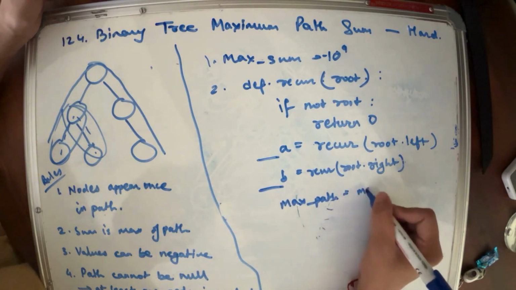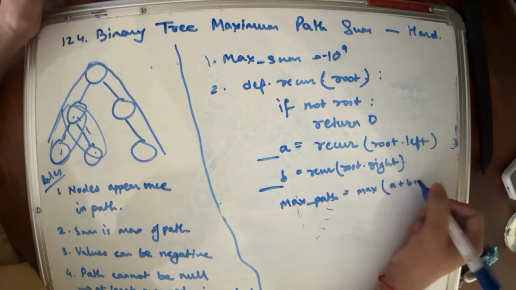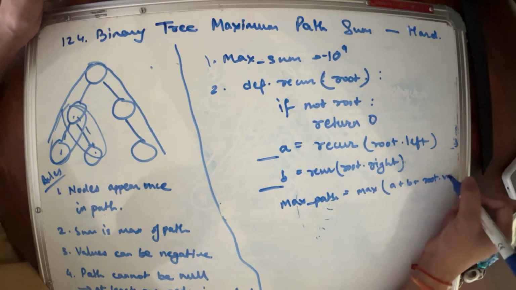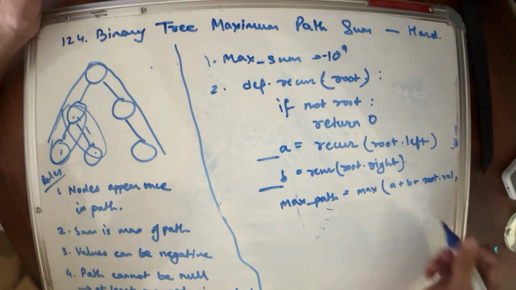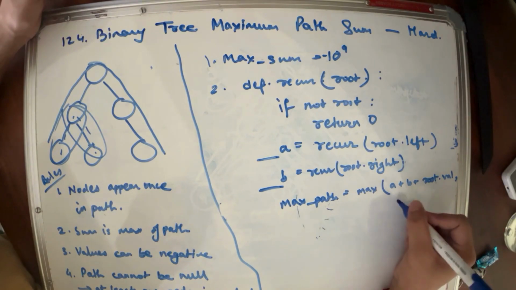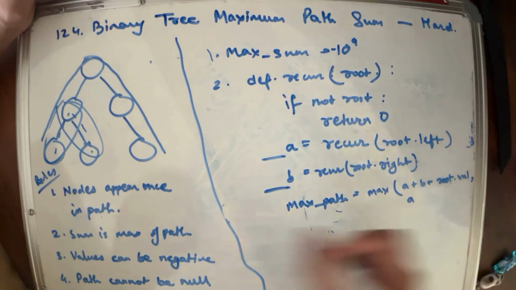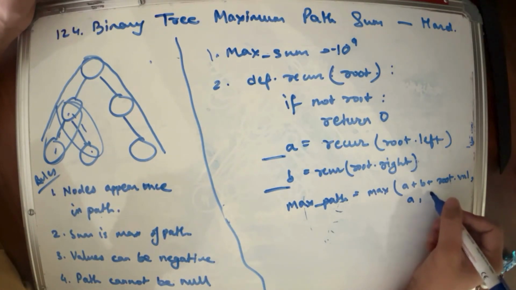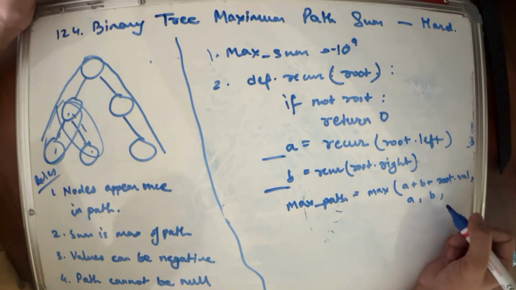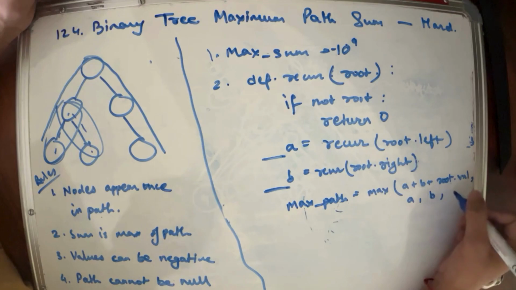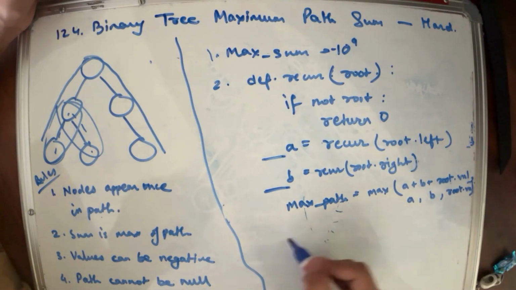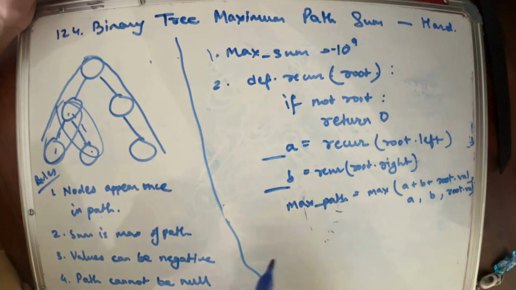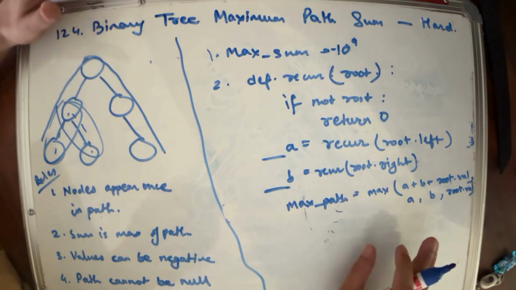So our max path equals max path A plus B equals root dot value, comma. Then it can be A, right? The root can be negative, so it might be decreasing the value. It can be either A also, or B also, or what else? It can be only the root value also, right? So maybe the paths coming from left and coming from right can be negative. So it can be all the possibilities, basically.